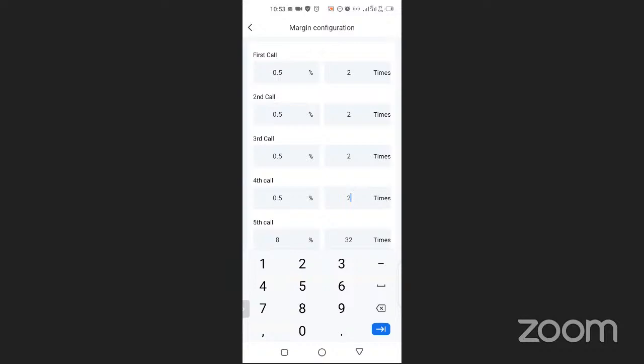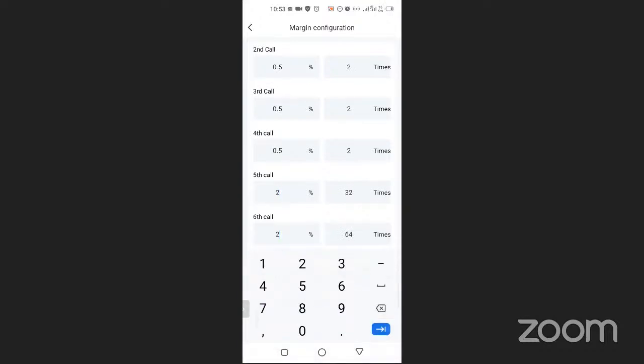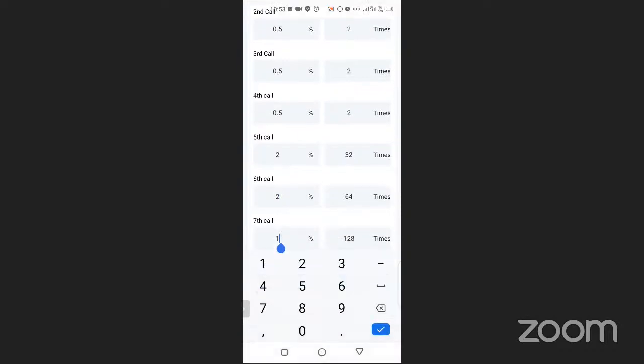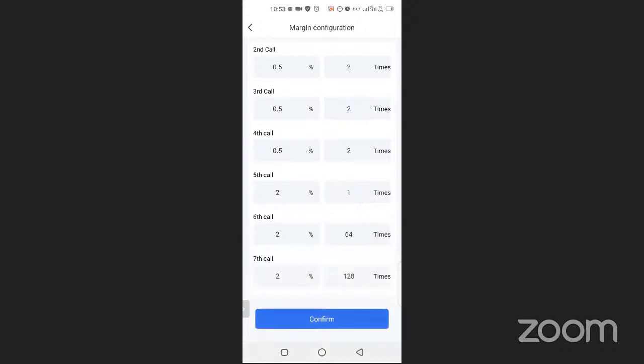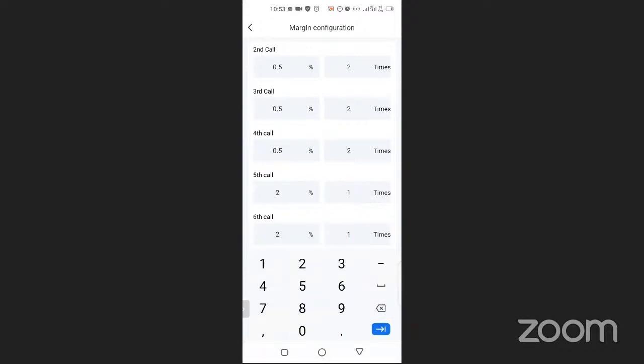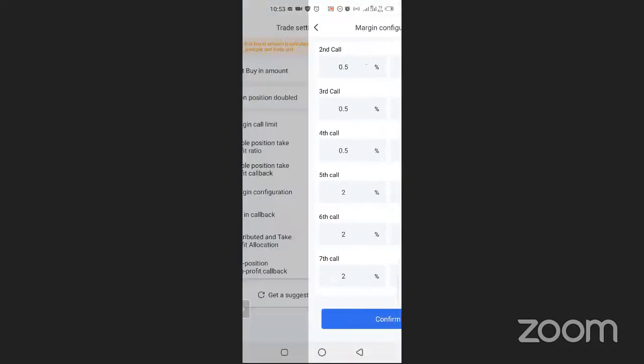Because we want the robot to buy more of this coin. That is the instance. He wants the robot to buy more of this coin for you in the first 4 margin calls, where the robot buys more when it enters the market. Now here, the 5th margin call, when the market drops by 2%, he reduces the capital to 1, which is okay, because now we expect the robot to be selling. Okay, then I confirm.